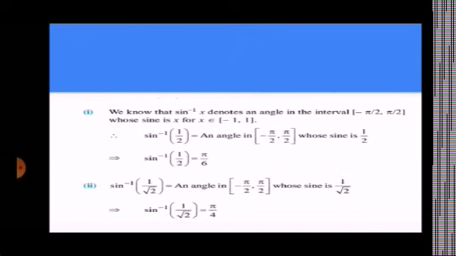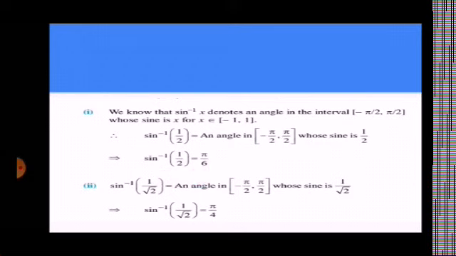So sine inverse 1 by 2 is an angle lying between -pi by 2 to +pi by 2, closed interval, whose sine is 1 by 2. That is pi by 6. As you know, sine pi by 6 is 1 by 2. So sine inverse 1 by 2 is pi by 6. Right? Sine inverse 1 by 2 is pi by 6.